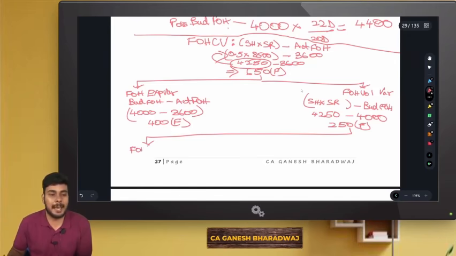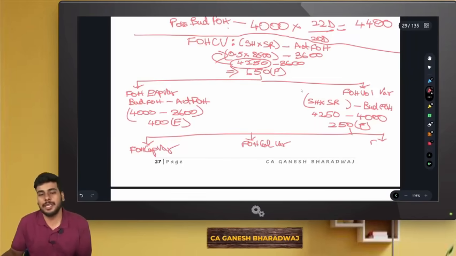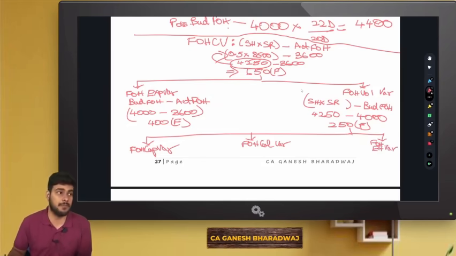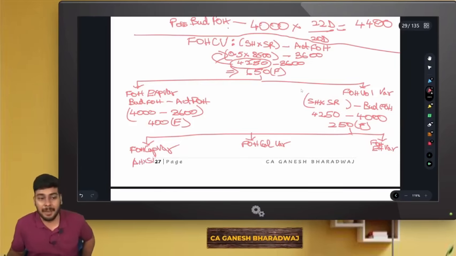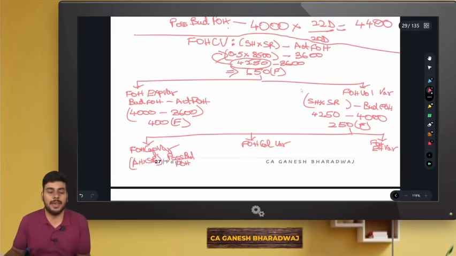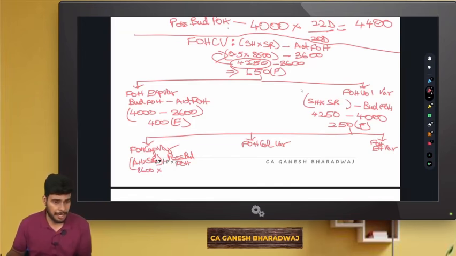Fixed overheads capacity variance, then fixed overheads calendar variance, then fixed overheads efficiency variance. Capacity variance formula, what you should remember? AH into SR minus possible budgeted fixed overheads. AH is how much? 8,600. SR is how much? 0.5. 0.5 into 8,600 minus possible fixed overheads.